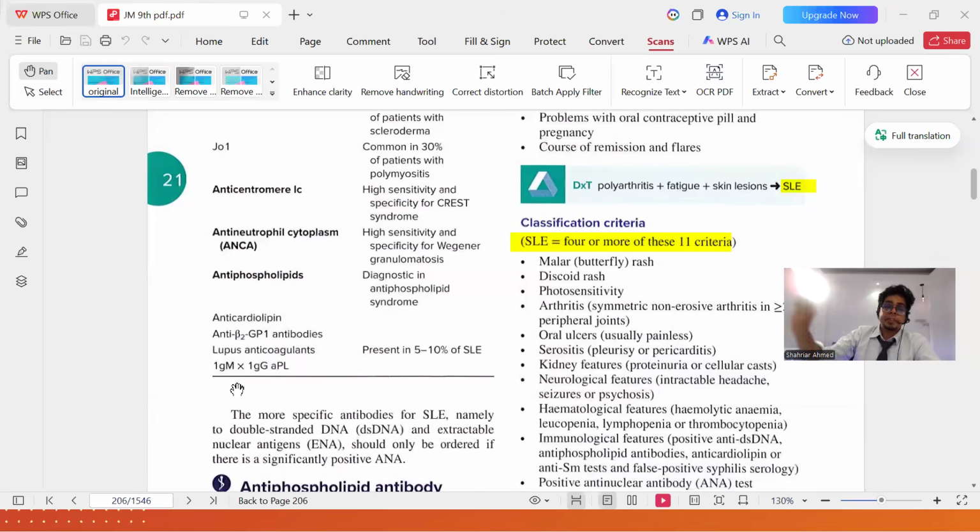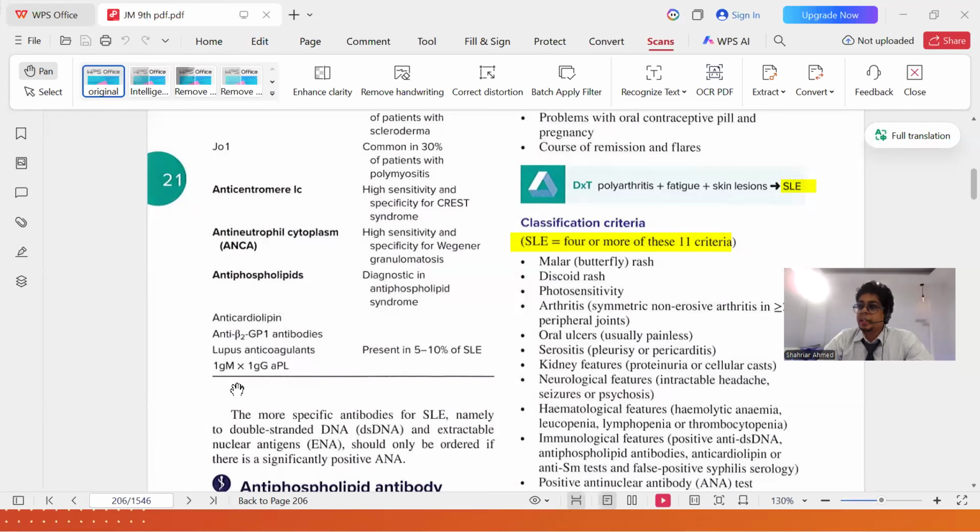We take it from Davidson's Medicine. This is my job to tell you, which is not present in John Muttak, like antihistone antibody. Have you heard about this name? Antihistone antibody is not given in John Muttak, but what is it related to? I repeat, antihistone antibody is for drug-induced SLE.